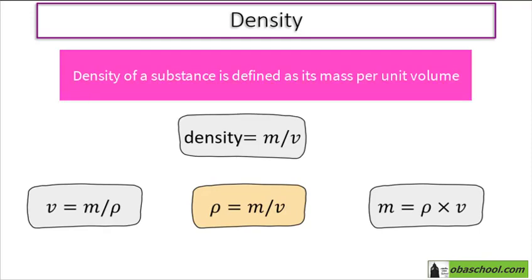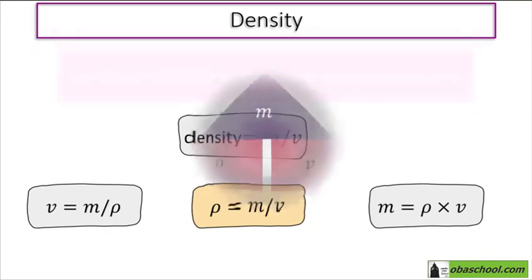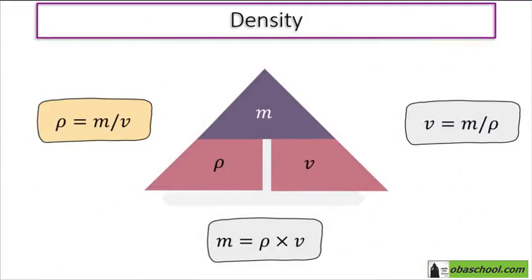We can arrange them in a triangle in order to remember them easily. So, the mass is in the top of the triangle. If we need the density, we hide it. The remaining quantities are mass and the volume. This horizontal line represents division. So density is equal to mass divided by volume.